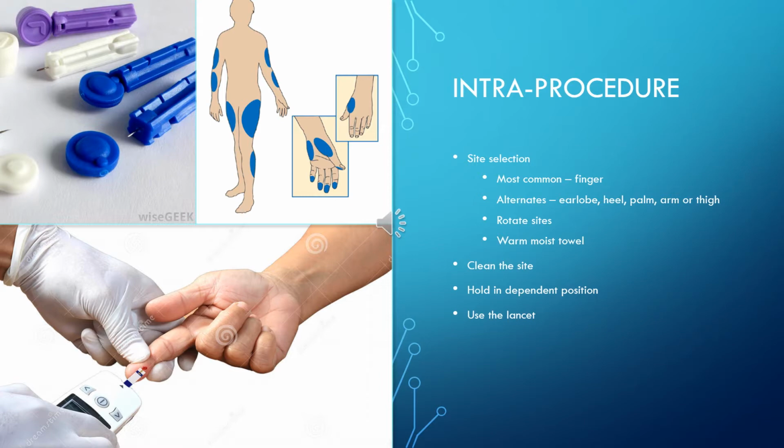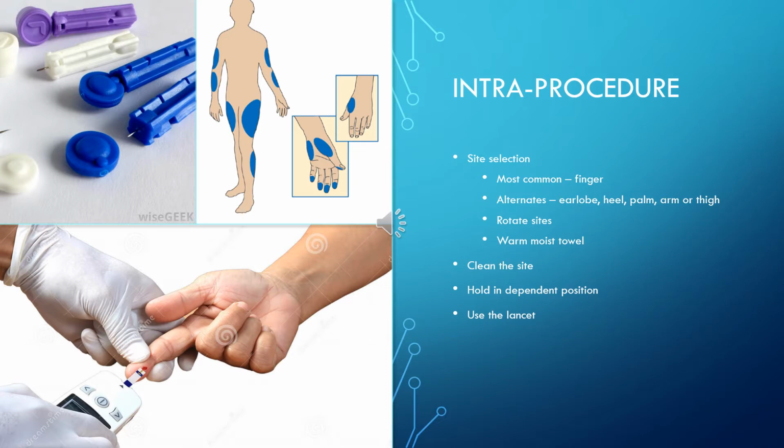Okay, now we're ready to start the procedure. What we want to do at this point is select a site. Now, there can be multiple sites to choose from. The most common is the finger, although there are alternates: the earlobe, the heel, the palm, the arm, or the thigh. You can see on the slide here, the picture right in the middle of the slide, showing the different sites that can be used.